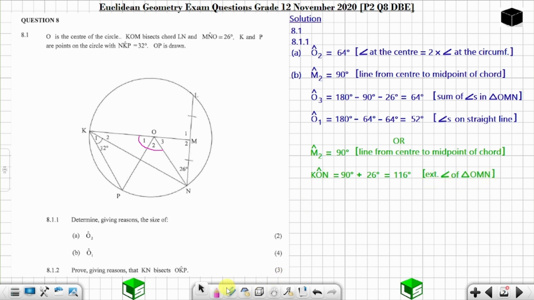Now we need the angle O1. We have the angle O2 from the previous question, so we can find the angle O1 by subtracting the angle O2. So angle O1 is equal to 116 degrees minus angle O2, which is 64 degrees. This is equal to 52 degrees again. So let's move on.